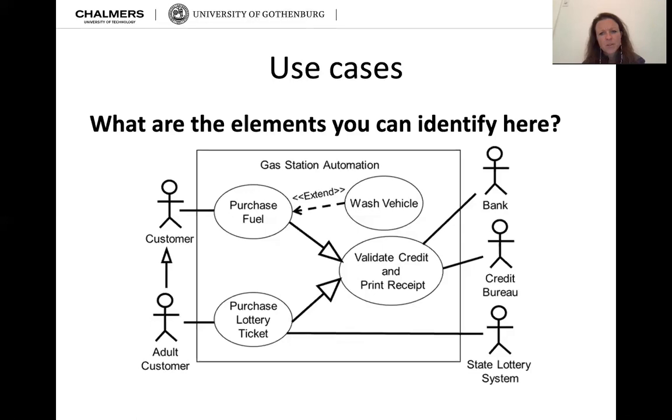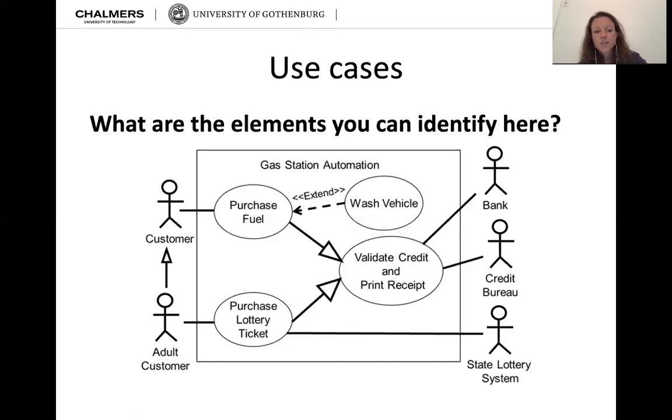I'm a little nervous about there being no restriction whatsoever on when I can buy fuel. I don't think my 5-year-old should go out and buy fuel. But for purchasing the lottery ticket, it's very definitive. It has to be an adult. So you see that the adult customer is a customer. So there is a generalization in between those two actors.